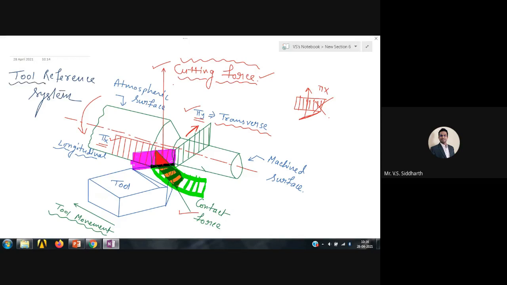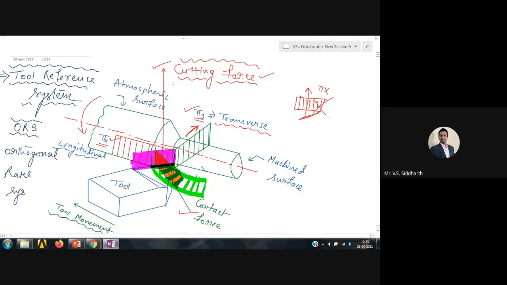Initially, we discussed the machine reference system. But the machine reference system couldn't be used for force analysis because none of the forces are acting along those planes, either the longitudinal plane or the transverse plane. So for that purpose, we have brought into the picture one more type of reference system, which is known as the tool reference system. This tool reference system is known as the orthogonal rake system, ORS, orthogonal rake system.